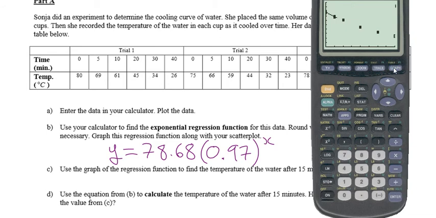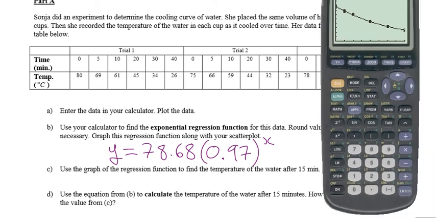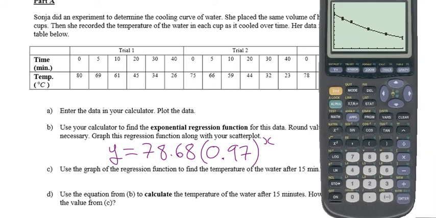Graph this regression function along with your scatter plot. Okay, so we hit graph. There's the line. Does it fit? Looks pretty good, right? Looks like a pretty good fit. It's going through the boxes of data. Use the graph of the regression function to find the temperature of the water after 15 minutes. Okay, how do we find the temperature after 15 minutes?